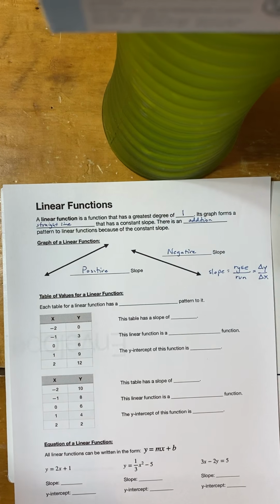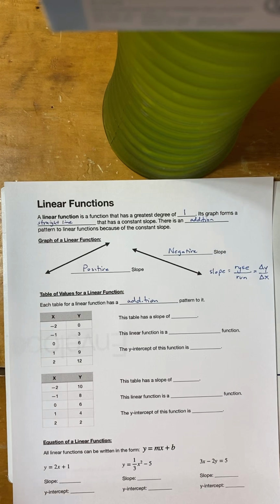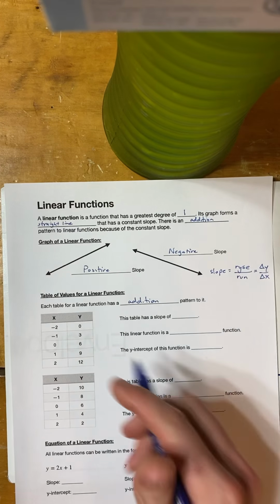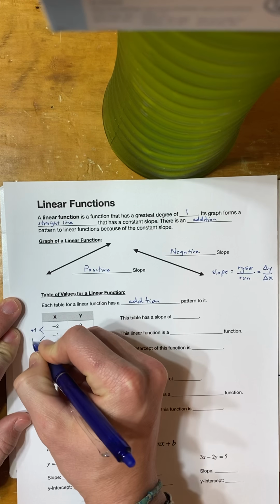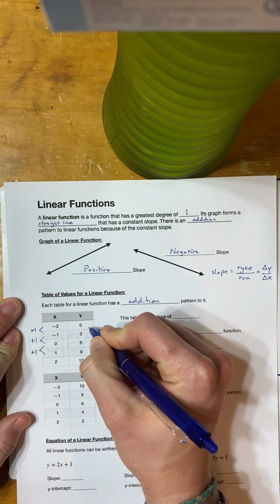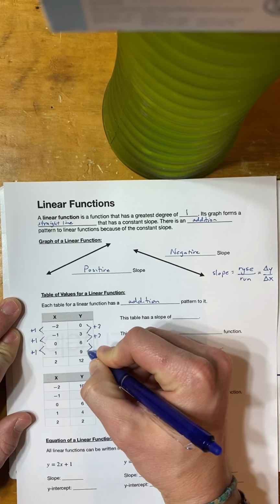All right, if I'm looking at a table of values for a linear function, each table for a linear function has an addition pattern to it. We already wrote that down up at the top, but once again, it has an addition pattern to it. So as you're looking at a table of values right here, on the x side, I can tell that I'm adding 1 each time. All right. And then on the y side, I can tell that I'm adding 3.